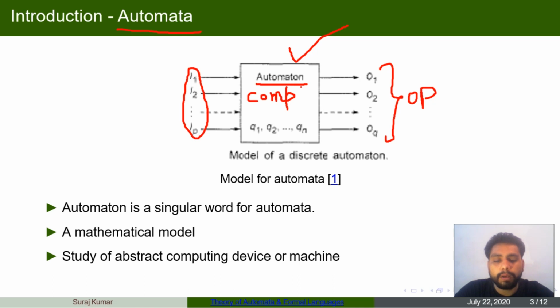Automata usually process discrete information. In this course we will talk about the automata which will take only discrete information, not continuous information. Automaton is the singular word for automata, and if you talk about the definition of automata, you can say that it is a mathematical model which will take some input and process that input with the help of various states, and then give us the output. You can also say that automata is the study of abstract computing devices or machines.